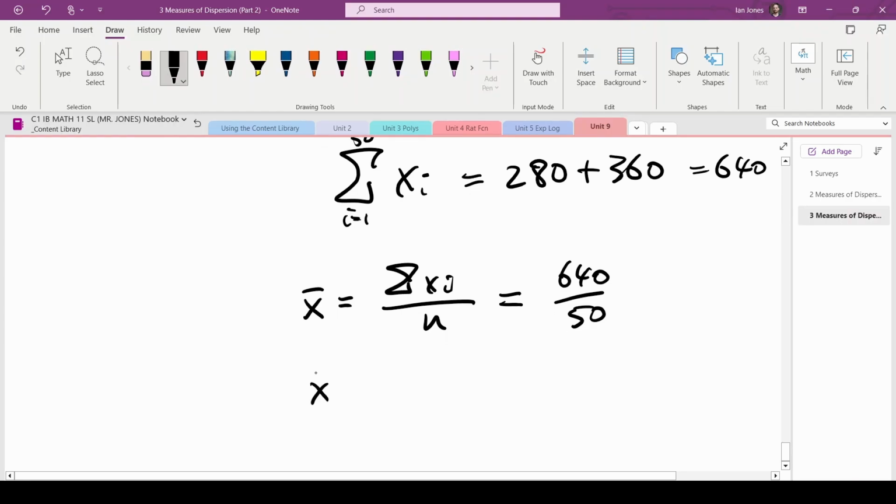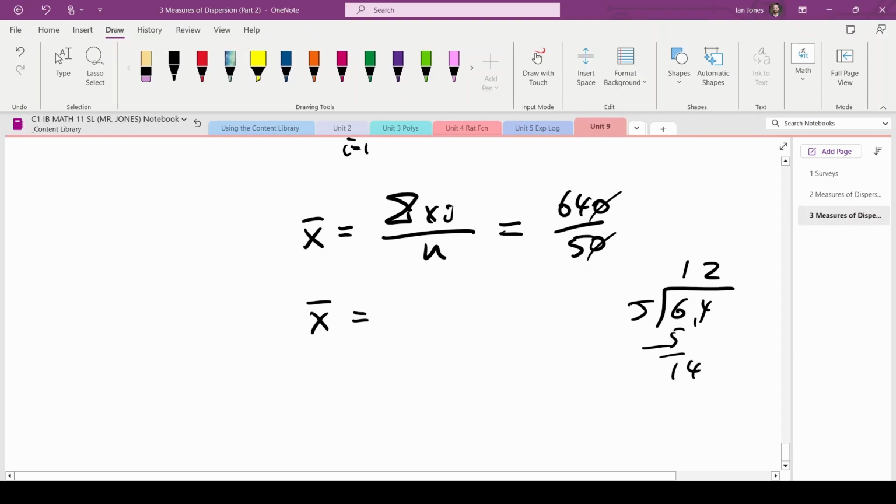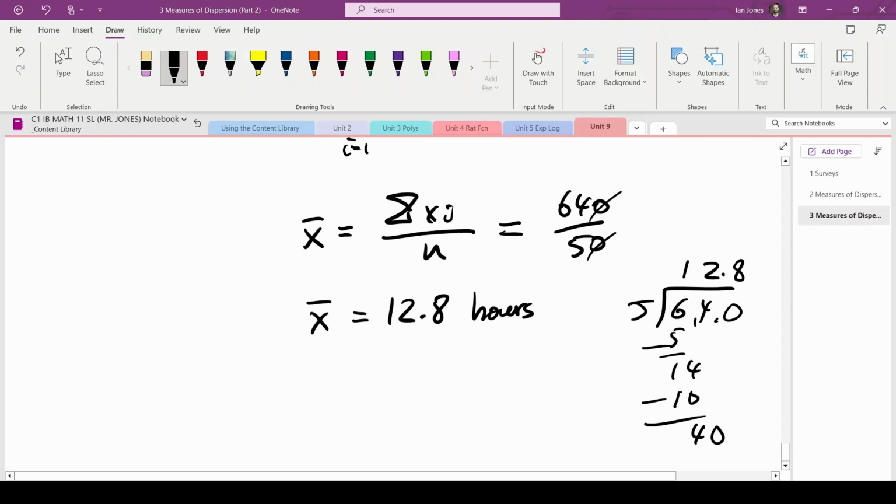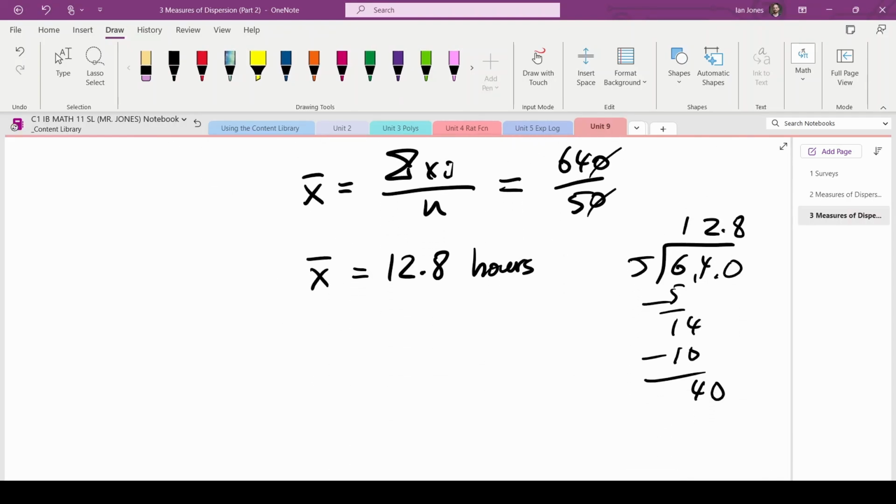Okay, and if we had this without a calculator, we could divide by 10, divide by 10. 5 goes into 64, 14, 2, 10, 4, bring down a 0, 12.8. Okay, 12.8 hours on average for the 50 children altogether. Then the next question is part D.